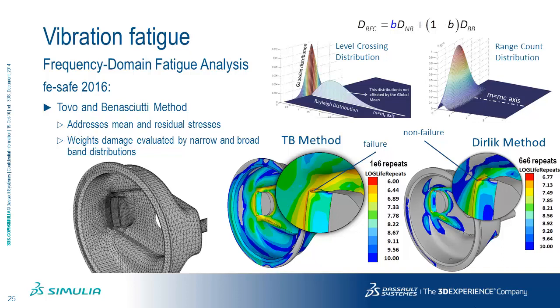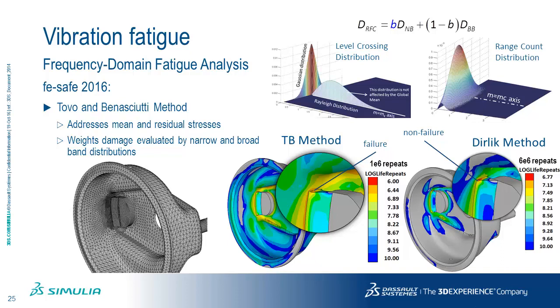Just a little taste of one of the things we implemented is this Tovo and Benasciutti method. Dr. Lee earlier this morning talked about 2 versions of Tovo Benasciutti, but I don't think any of the cases he talked about included mean stress effects. Right. One of the advantages of the TB method is that it can include mean stress effects more effectively. The Dirlik method and the ones he looked at earlier didn't include that.